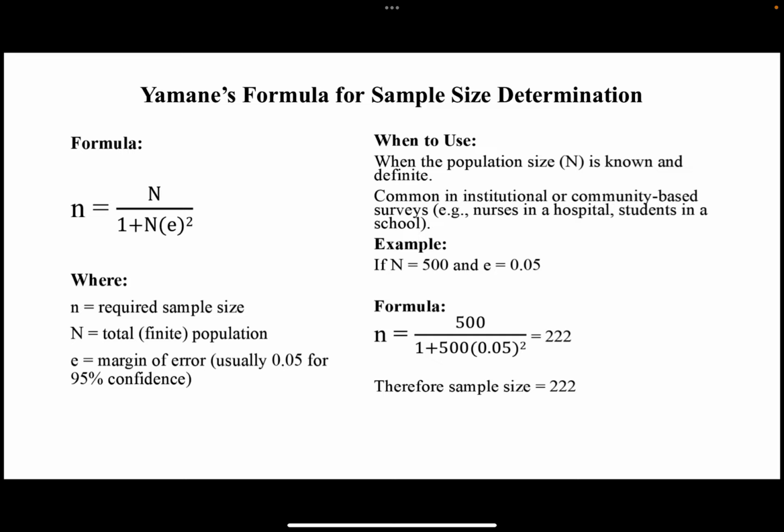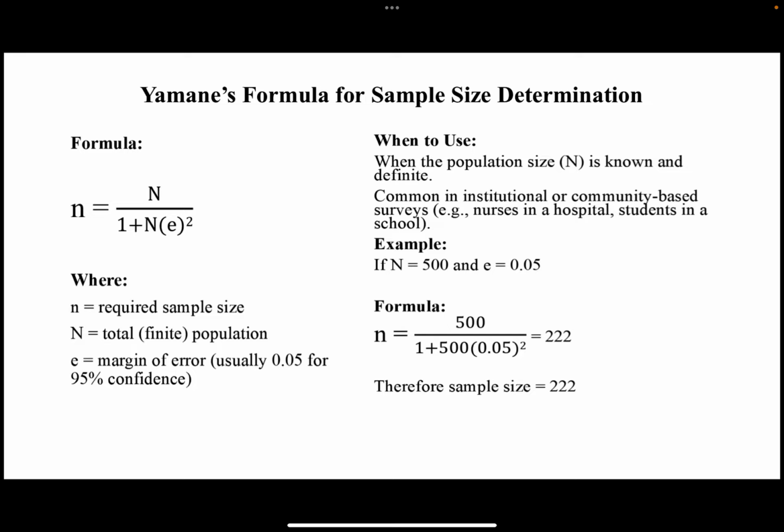Capital N is equal to the total finite population. E is equal to the margin of error, usually 0.05 for a 95% confidence level. Okay, now when do we use Yamane's formula? When the population size N is known and definite. When the population size capital N is known and definite.